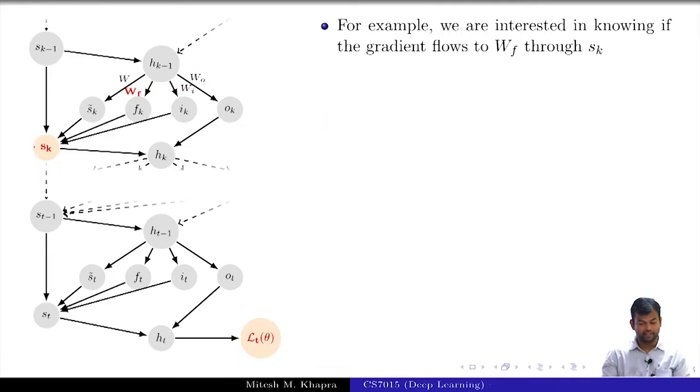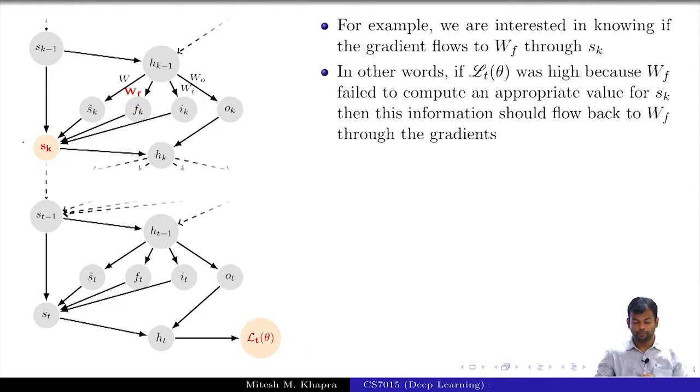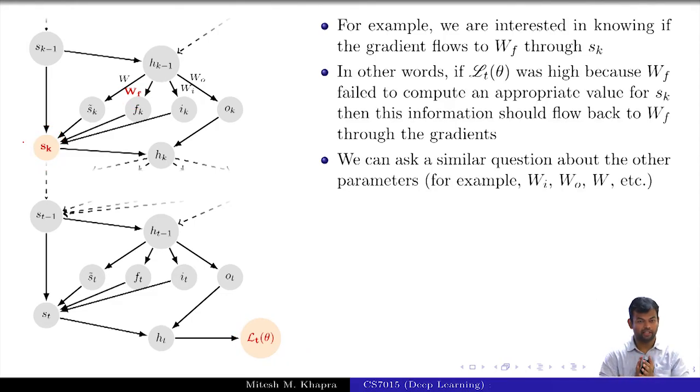And this is exactly what I said. I'm interested in knowing if this loss can reach W_f through s_k. So all the three highlighted things are what I'm interested in. I'm interested in the path to W_f through s_k. Of course, there are many other paths to W_f, but they don't account for the problem in s_k. Is that fine? Is everyone clear with the setup? We can ask similar questions about all the other parameters, the W's, the U's, the input gate parameters, the output gate parameters, and so on. There's nothing so special about W_f. The same question holds for all these other parameters also.